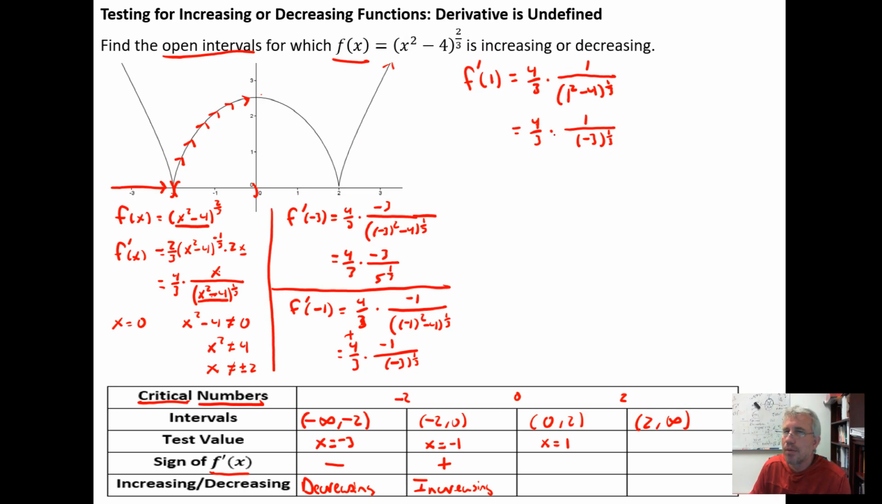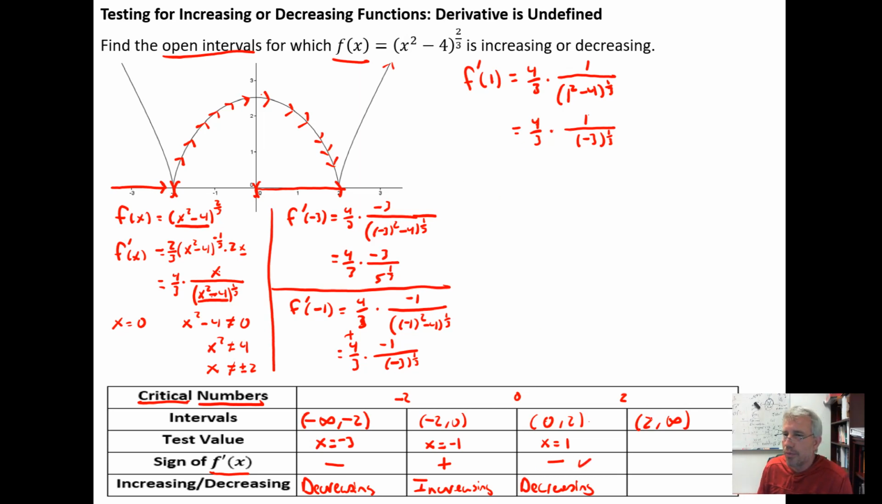So I have a positive number times a positive number is a positive number divided by a negative number. Negative 3 to the 1/3 is negative. So the result is I have a negative derivative, which means the function is decreasing on the open interval from 0 to 2. And then I can look at the graphical evidence on the interval from 0 to 2. Does it look like the function outputs are going down or decreasing? And indeed it does. So the graphical evidence matches with the derivative evidence that we have here.